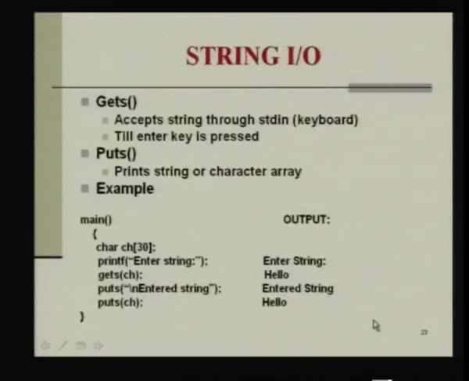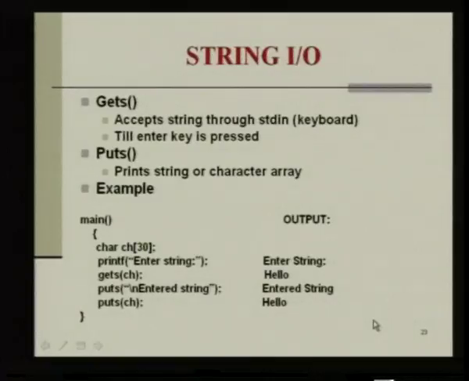Next we move over to string IO. From the word itself we know that this involves strings. In this you have simple gets and puts functions. Gets stands for get string and puts stands for put string. The gets function accepts a string through standard input, that is the keyboard. Till you press the enter key, it will keep accepting the characters. And puts does the same job of printing it on the screen.